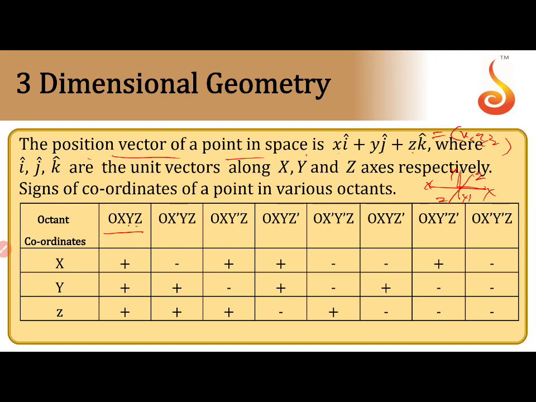X dash means negative x-axis, remaining two are positive: negative, positive, positive. Like that, you can define all the point coordinates in different octants. Total 8 octants. The combinations are OXYZ, OX dash, OY dash, OZ dash, and so on. So x dash, y dash, z dash gives all negative. Okay, so those points you can remember. This is simple logic only.